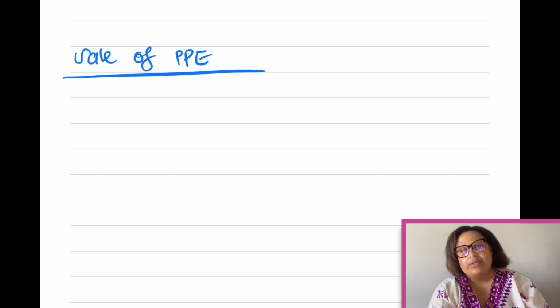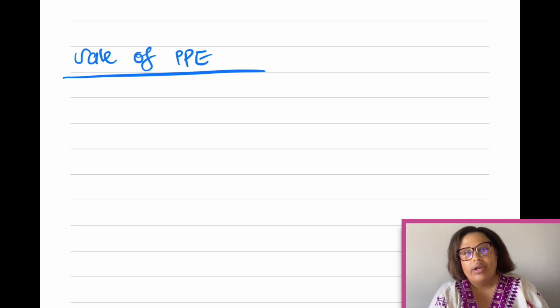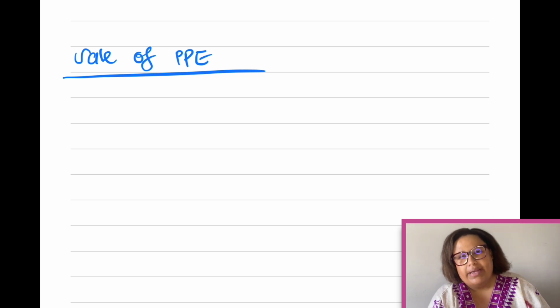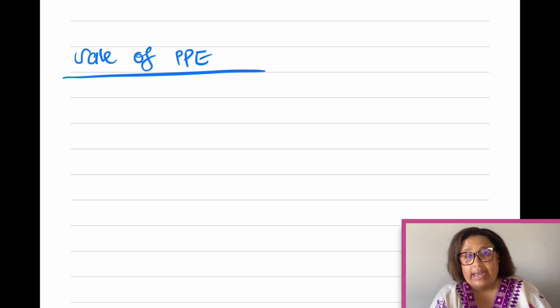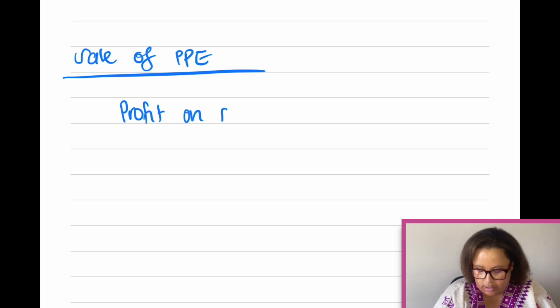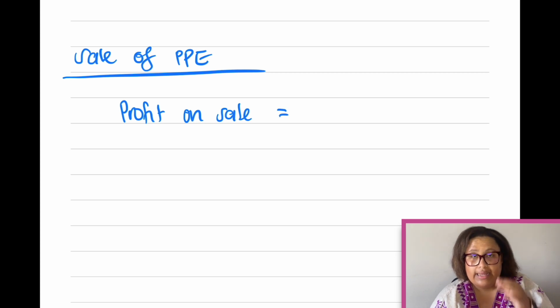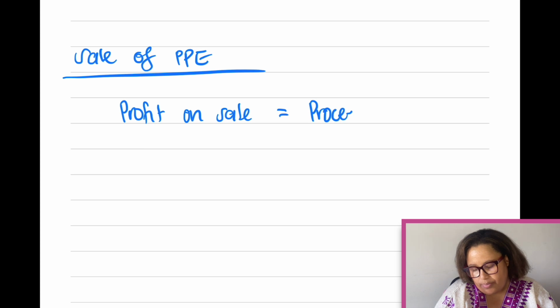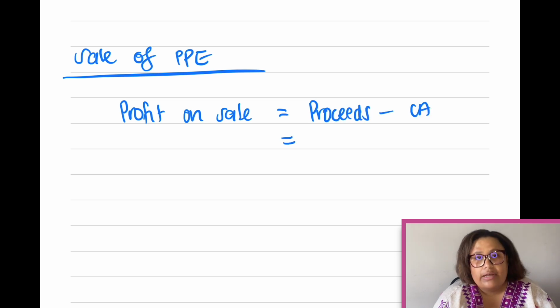What's going to happen when we sell this item of PPE? Well, the first thing that's going to happen is that we're going to recognize a profit on sale, based on the PPE. And how would we calculate that profit on sale? The way we're going to calculate that is we're going to take whatever our proceeds are, and from that we're going to subtract our carrying amount.